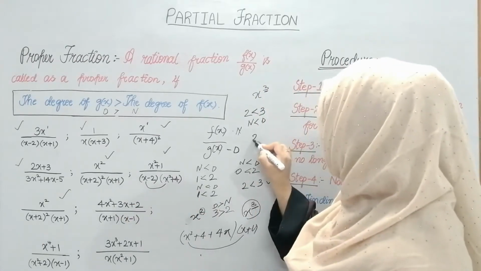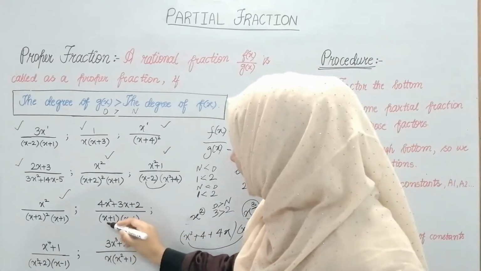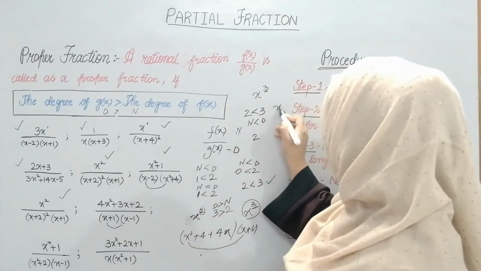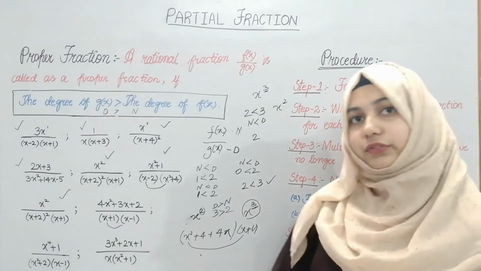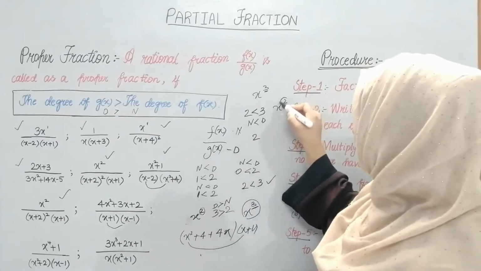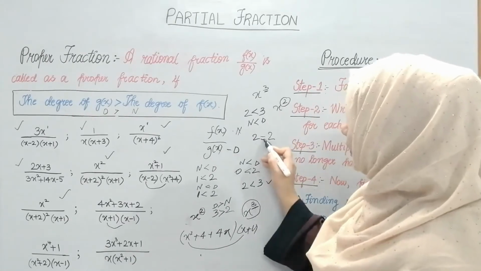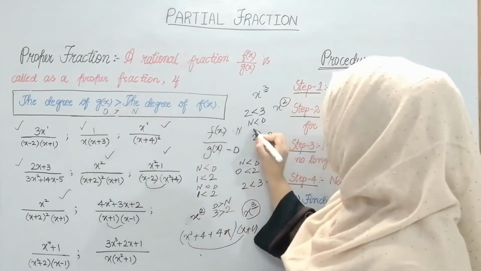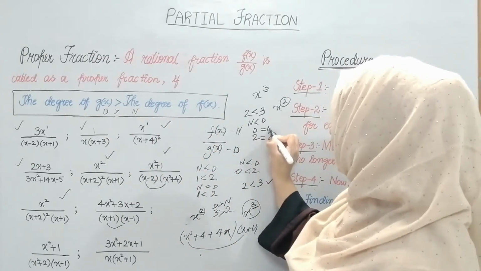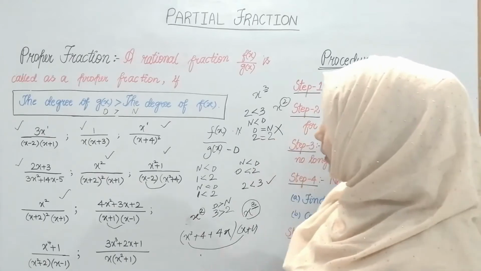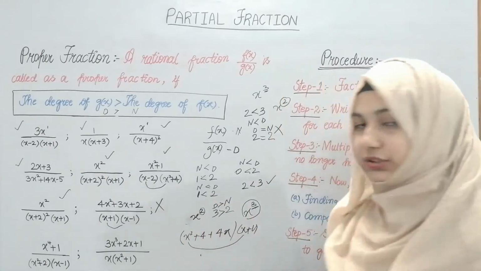2. Here if you multiply x with x, you get what? x square, right? The degree of x square is what? 2. The degree is 2. So 2 is equal to 2. So if you see, this is not greater. The denominator is equal to the numerator. So in this case, it is not a proper fraction.